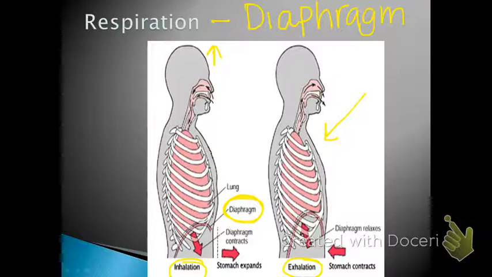And then by doing this, it moves upward and outward. And so what we get is what we would call a decrease in pressure within the chest cavity. And this decrease in pressure causes air to flow into the lungs. So this process of respiration, again, is very complex.